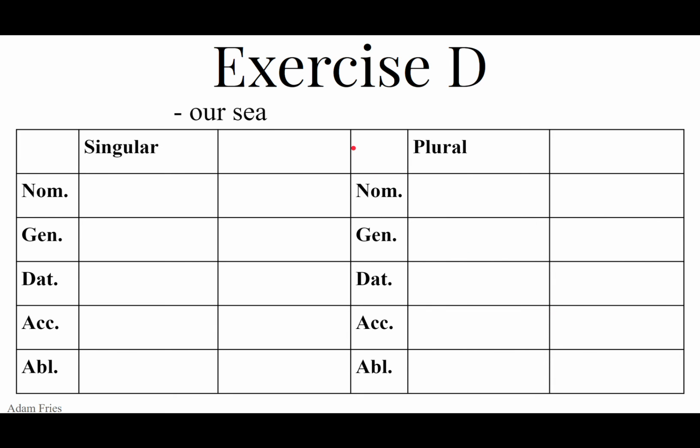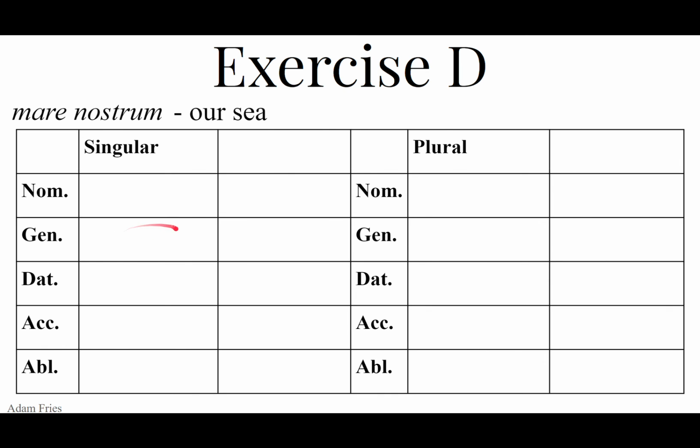Our sea is the sea belonging to us, our sea. So mare, maris, neuter, sea, third declension, neuter noun. And we must have the adjective noster, nostra, nostrum agree with it. So because mare is neuter, we want the neuter nostrum to agree with it. So mare nostrum. So mare goes here, nostrum goes here.